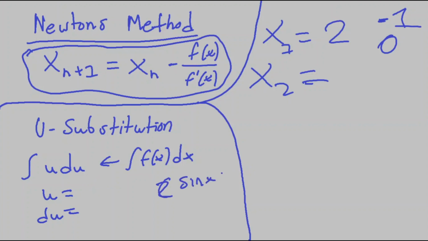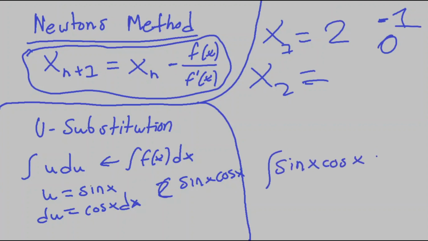Let's say we had sine x times cosine x. Let's say you give u a value of sine x, and du is going to be equal to cosine x dx. And now we could write it out here actually: the integral of sine x cosine x dx. So you have u as sine of x and du is equal to cosine x times d of x. What you want to do is replace anything you can with u, and you want to replace dx with du and something else.